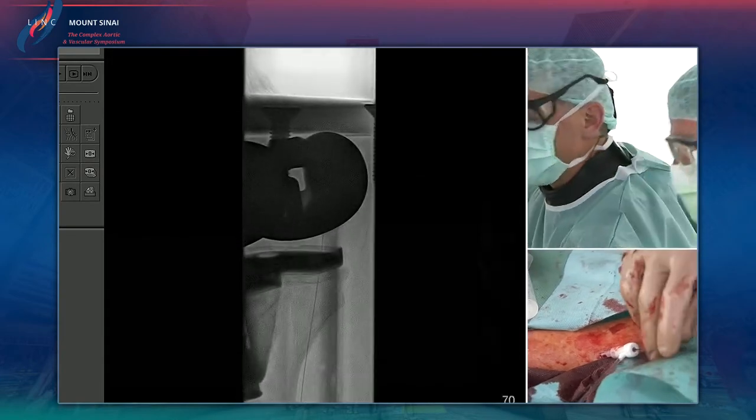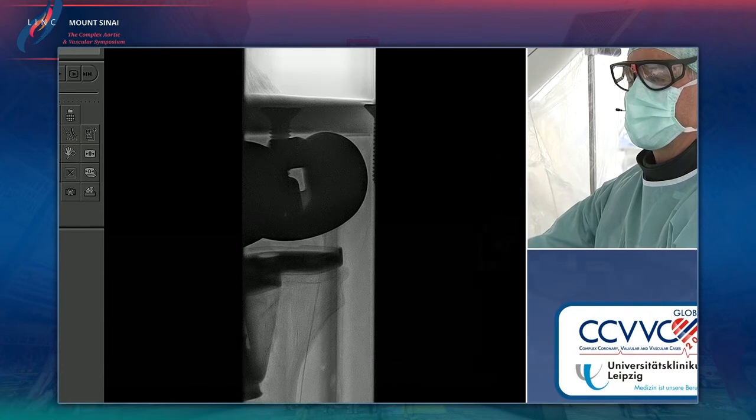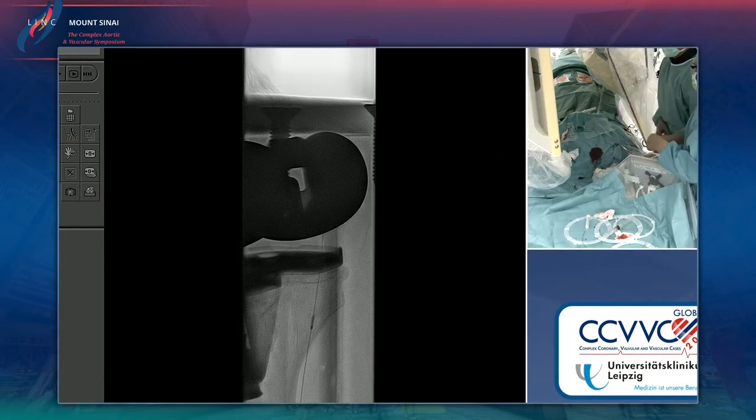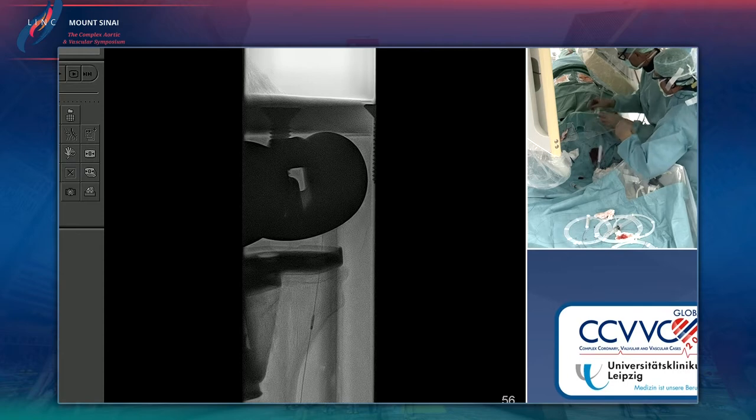So here comes the real problem. We cannot see anything. So he has to go into frog leg somehow.